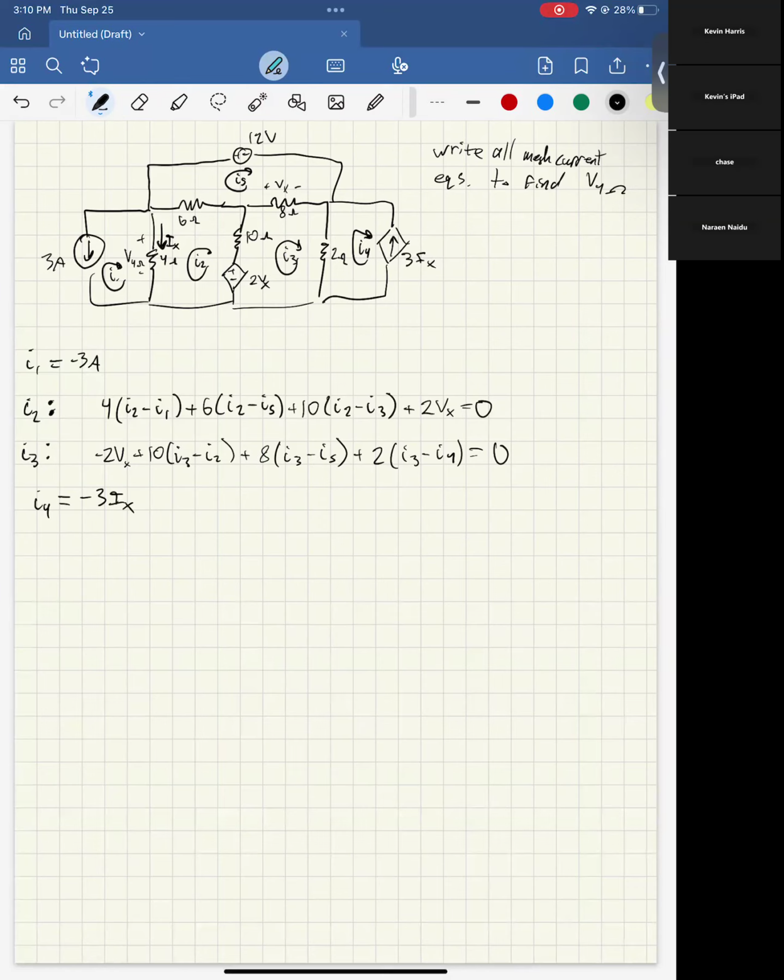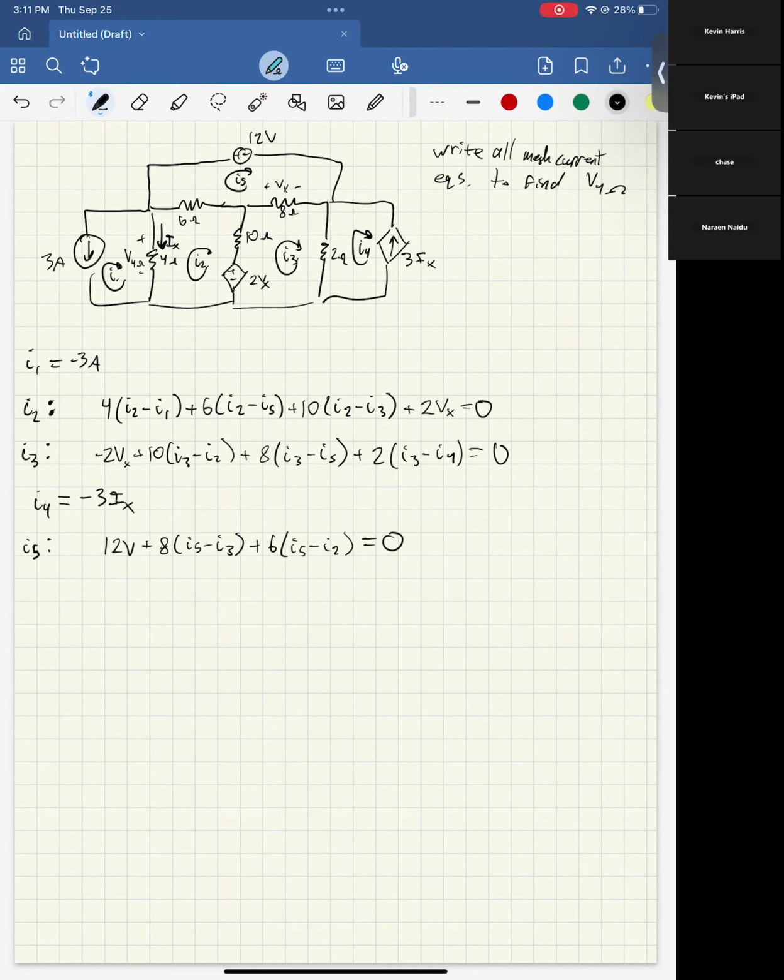Now, almost last, we have I5. And I'll start with that voltage source. The voltage source, again, the drop is in the direction of current, so we're going to call this positive. So we have a positive 12 volts. And then with those two resistors, it's going to be the opposite of what we saw earlier. So now it'll be plus 8 times I5 minus I3 plus 6 times I5 minus I2. And that equals 0.